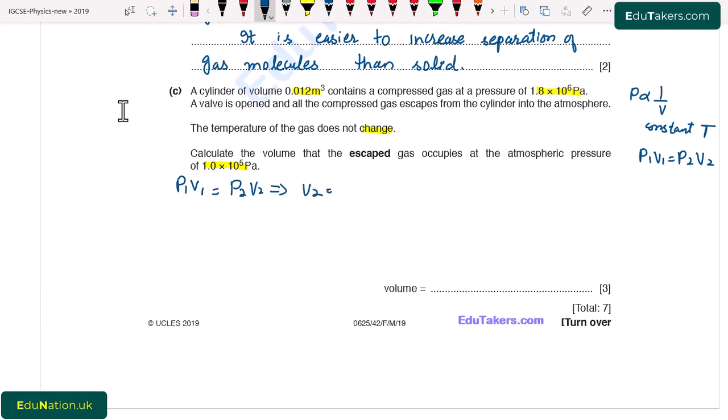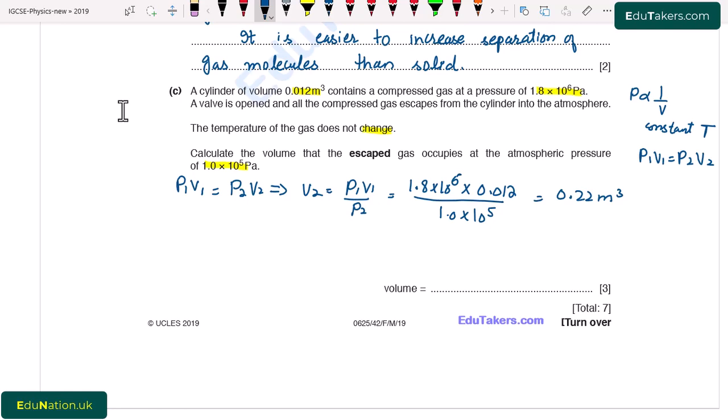It will be equal to P1 V1 over P2. So P1 is 1.8 into 10 to the power 6, multiplied by volume 0.012, divided by pressure 1.0 into 10 to the power 5. So the volume comes to be 0.22 meter cube.